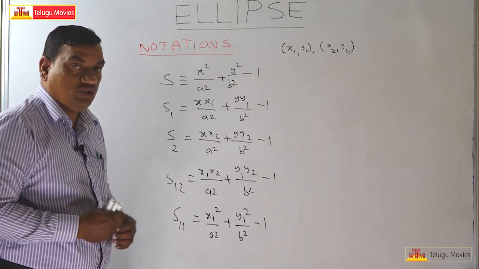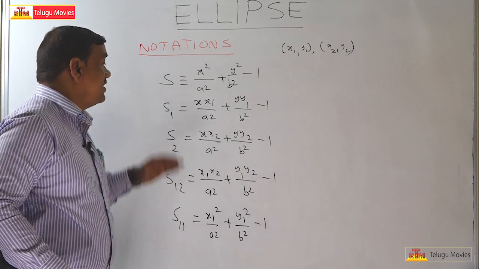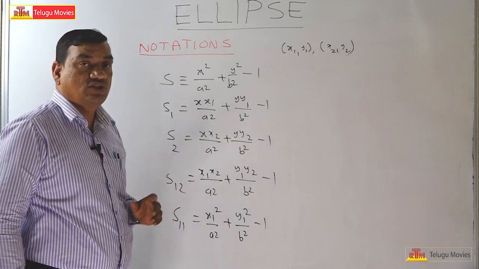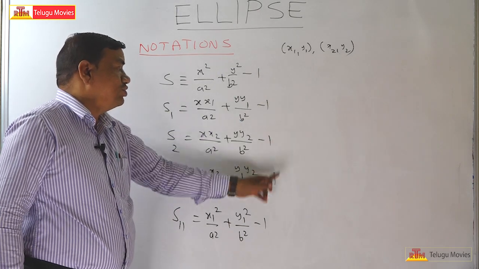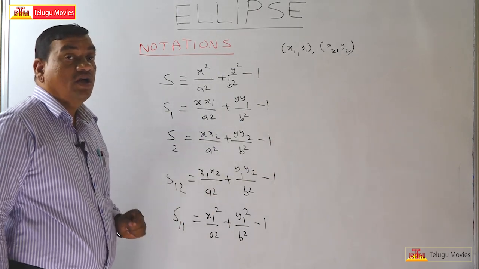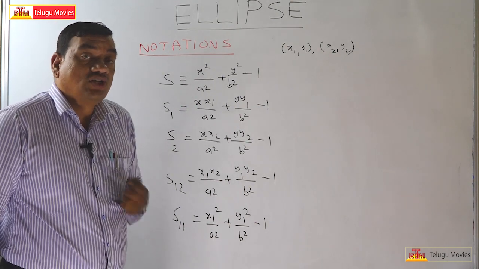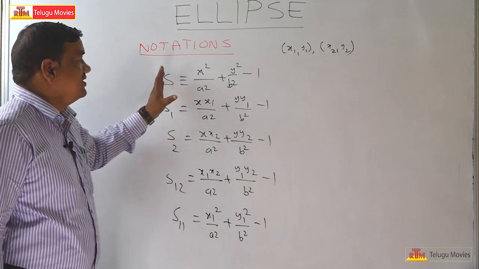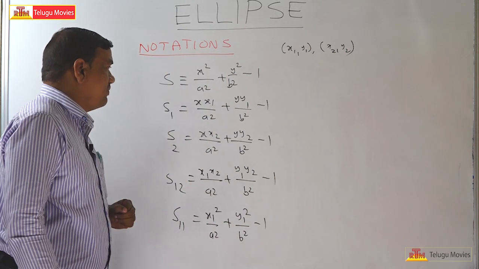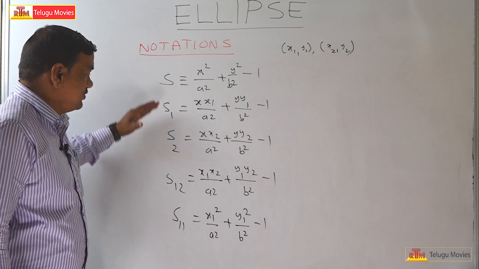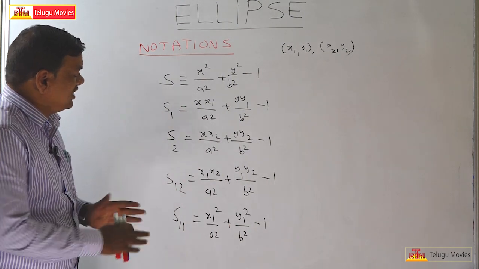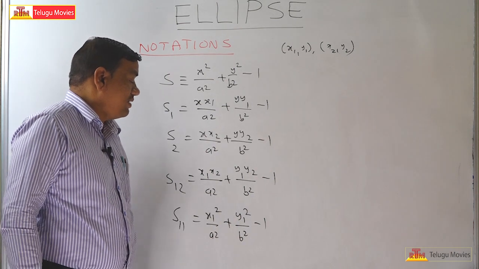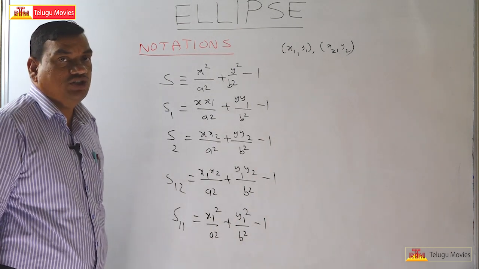So in our due course, wherever S1 is there, that indicates x1 square by a square plus y1 square by b square minus 1. Remember that it is not equal to zero. Generally students have a false notation, thinking S1 means S1 is equal to 0, not like that. S means only x square by a square plus y square by b square minus 1. So S1, S2, S12, S11 or S22, that is x2 square by a square plus y2 square by b square minus 1. Don't say that it is equal to 0.